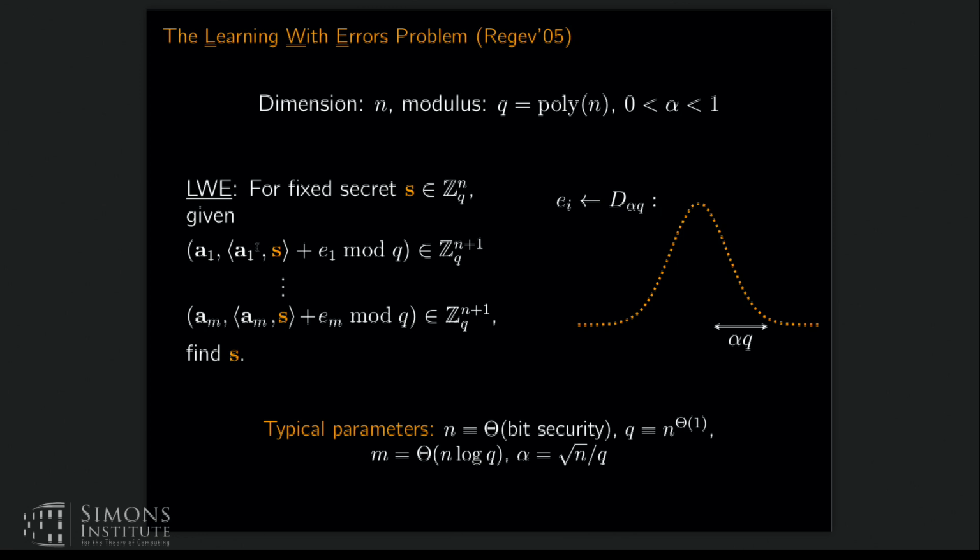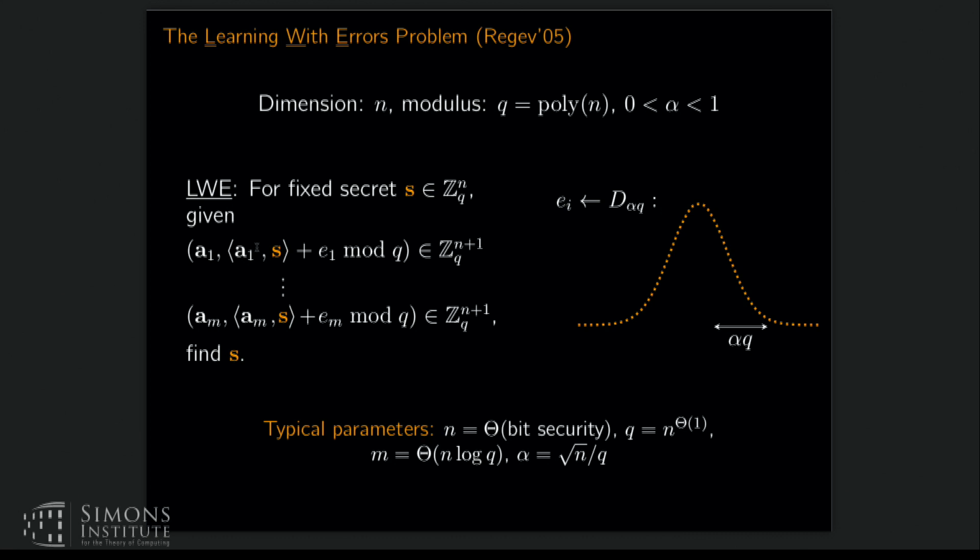For LWE, I'm asked to find a secret S, which is an n-dimensional vector, given m many samples of the following form. I'm given a random vector A from Z_q^n, and its inner product with my secret, which is disturbed by a small Gaussian noise. This noise e comes from a Gaussian distribution with a standard deviation proportional to alpha q. That's what the discrete Gaussian looks like in one dimension. And the problem asks me to find this S.